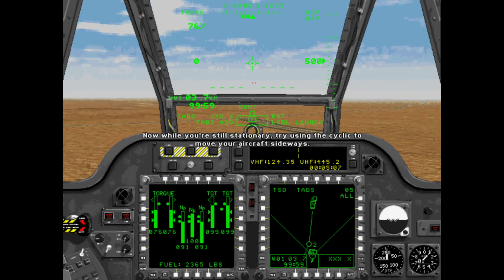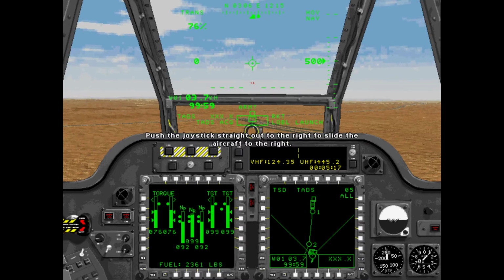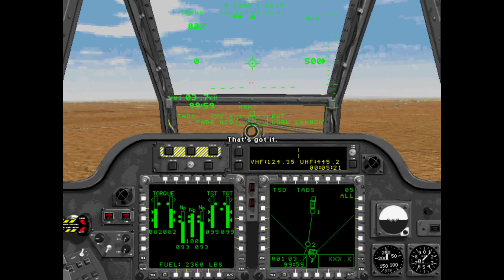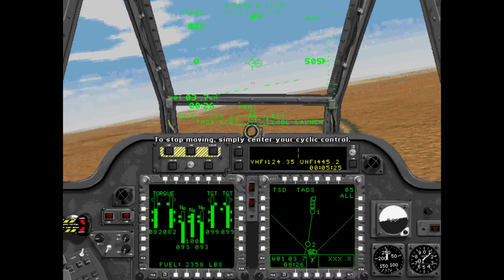That's got it. Now, while you're still stationary, try using the cyclic to move your aircraft sideways. Push the joystick straight out to the right to slide the aircraft to the right. That's got it. To stop moving, simply center your cyclic control.